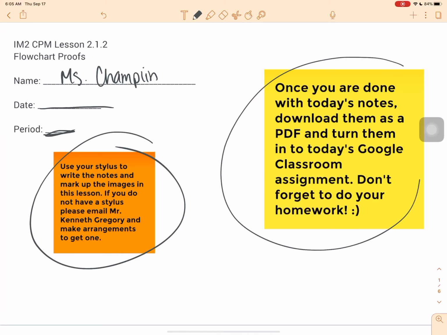Once you are done with these notes, you do need to download them as a PDF and turn them into the Google Classroom assignment. So it's basically just documentation that you are watching the video and doing your class notes. Then do not forget to do your homework. You have a video to watch to take notes on, a Khan Academy review to take notes on, and then you should do your Khan Academy assignment. So always do the videos first just to prepare you for the assignment.